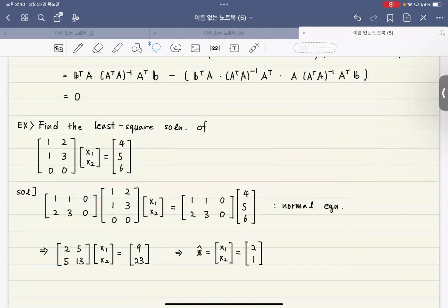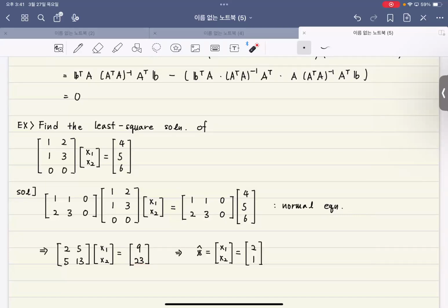Well, taking the transpose of this matrix, which is this, I multiply this transpose matrix to the left hand side of the equation. And if I simplify everything, then everything turns out to be just a two equation, two unknown linear system. And this is my normal equation.